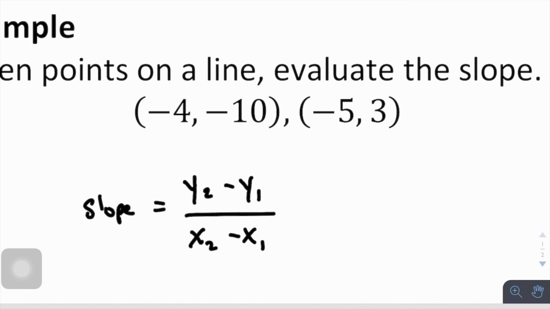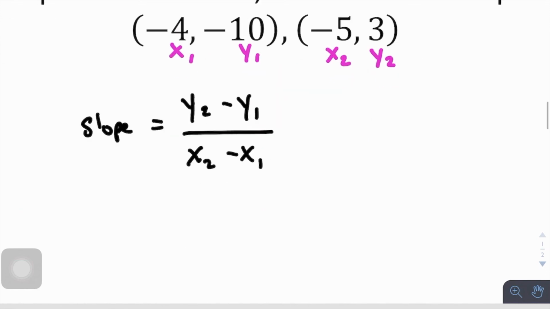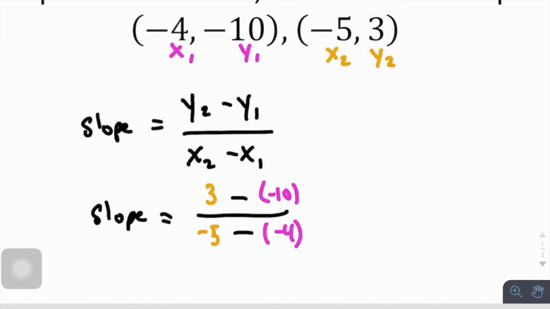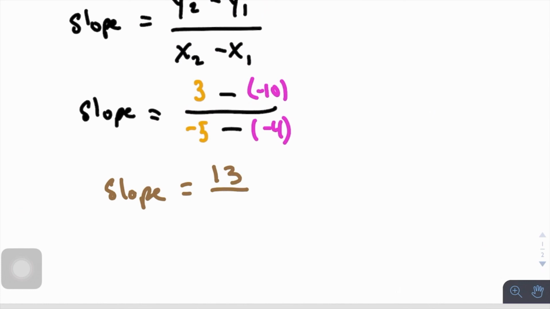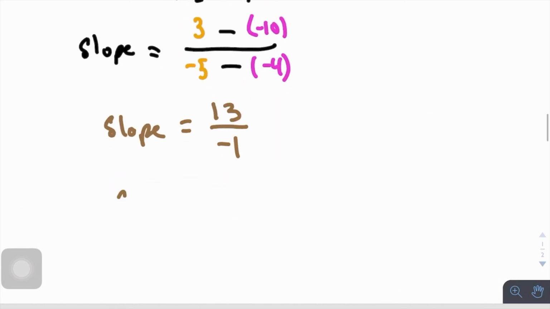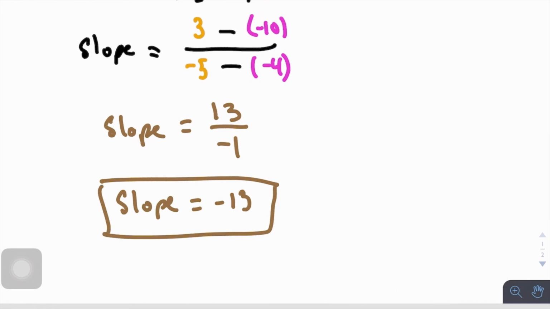Once you've got that written out, you want to label the pieces of your points. Once you got them labeled, we're going to substitute them in. Once we've got it substituted in, now we evaluate. And again, simplify if possible. And that's how we figure out slope algebraically.